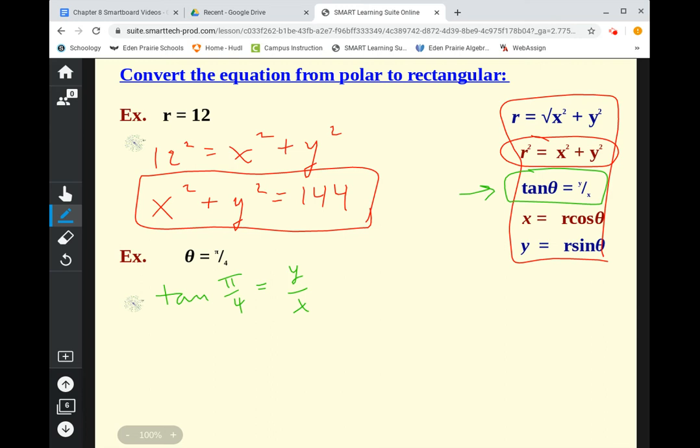Well, you guys all know that. If you draw it, pi over 4 is here. The tangent should be 1. So I have tangent of pi over 4 is 1 equals y over x. Then I'll just solve for y by multiplying both sides by x. And y equals x. If you look at the polar form, pi over 4, when we get to this, it's a straight line at pi over 4 that also extends through. And then y equals x is also that same line. Rectangular form and polar form can give you the same graph.